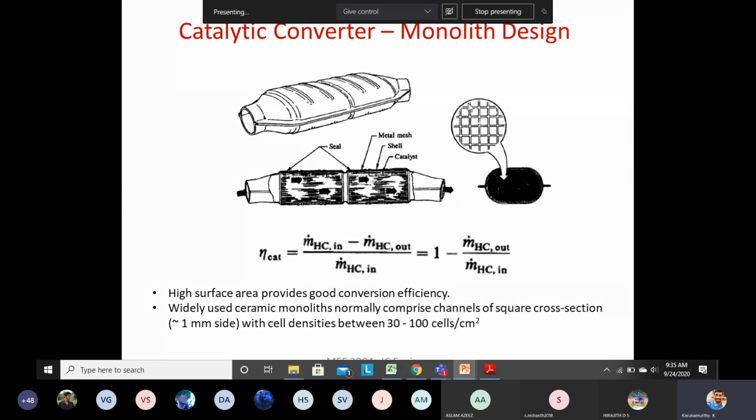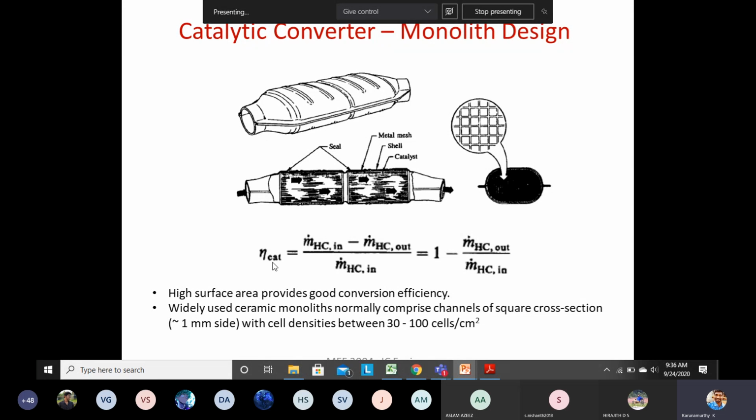If you see the honeycomb structure, you will have cells with a cross section of 1 mm by 1 mm. So if you measure an area of 1 centimeter by 1 centimeter, in that area you can accommodate a maximum of 100 cells, because it is going to be 10 by 10. So 100 cells maximum is possible. So 30 to 100 is possible.